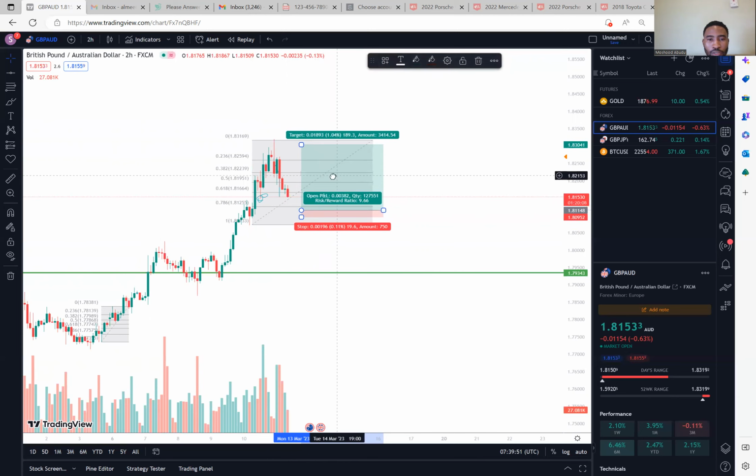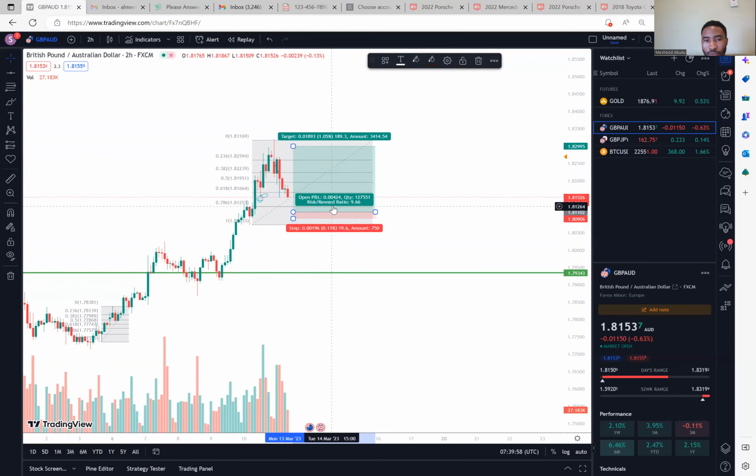Just to play safe, I'll place my trade about 10 pips, or 20 or 15 pips, below the normal entry where other traders are likely to place their trade from. So yeah, that is the trade that I'm having today.